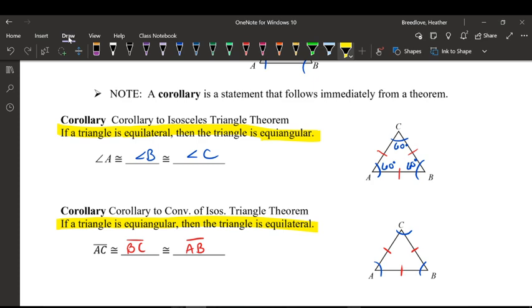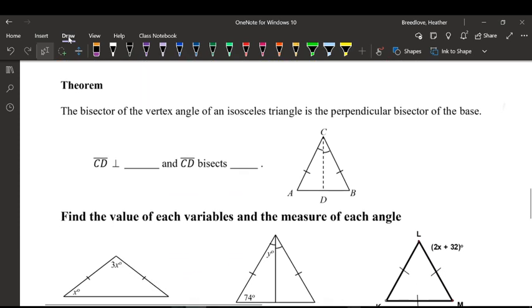Okay, next page. The bisector of the vertex angle of an isosceles triangle is the perpendicular bisector of the base.